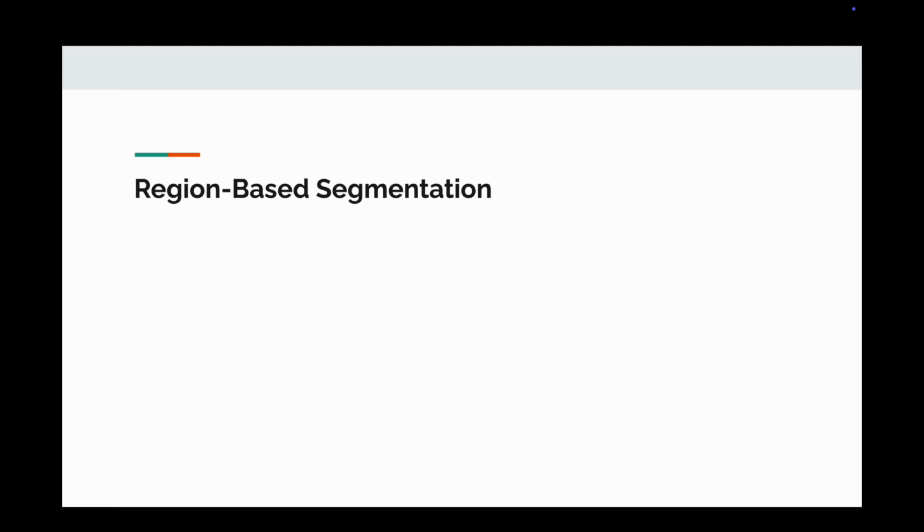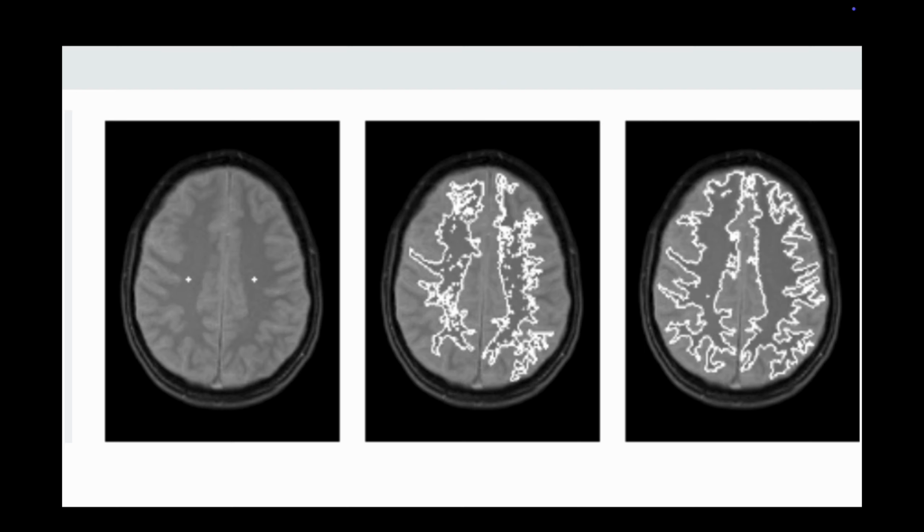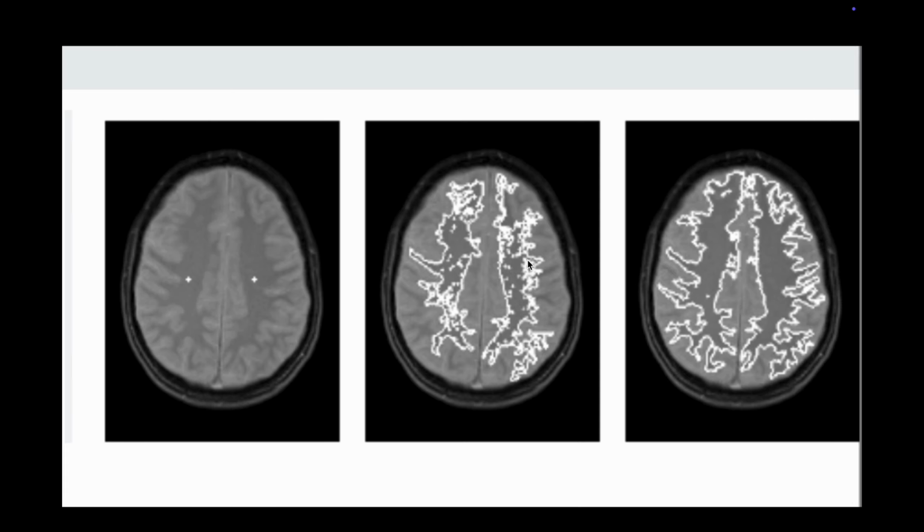So let's look at a similar thing, but it's a bit more complex, where it is like thresholding, but similar looking pixels get grouped together, not just ones which have the same value or are above a certain range. It takes into account texture, saturation, color, brightness, hue, and this one also does not require any training, but it doesn't actually recognize the objects either. Here's an example. You can see that there's a black mass around here, so I can identify that and segment it. It's not smart, but it can still look at the textures.